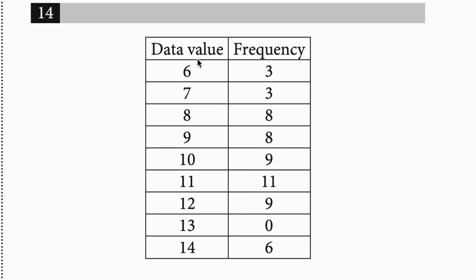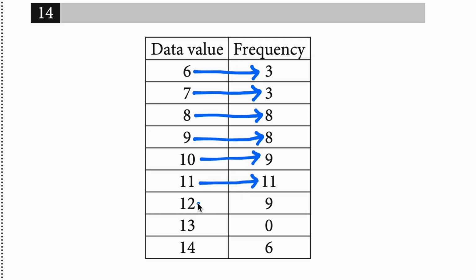Some data values are given to us, and the number of times these are repeated is the frequency. For example, for data value 6, it is repeated 3 times, 7 is repeated 3 times, 8 is repeated 8 times, 9 is repeated 9 times, 10 is repeated 9 times, 11 is 11 times, 12 is 9 times, 13 is not at all part of the data values, and 14 is repeated 6 times.